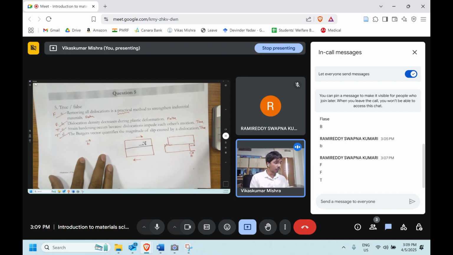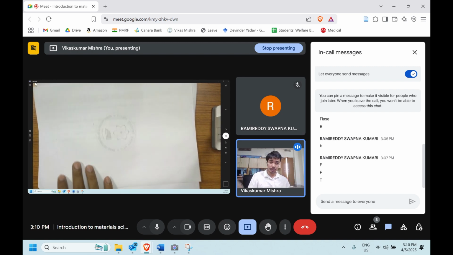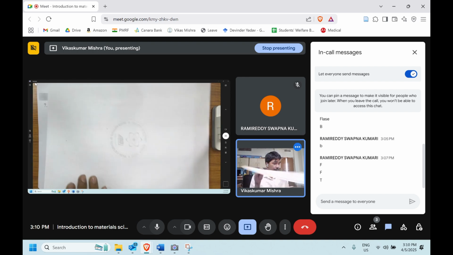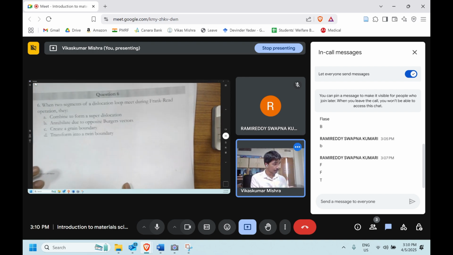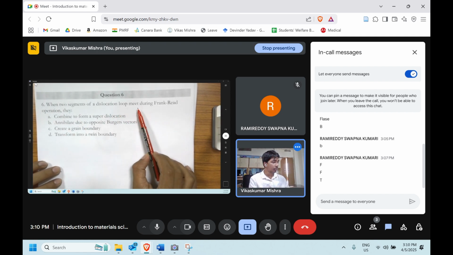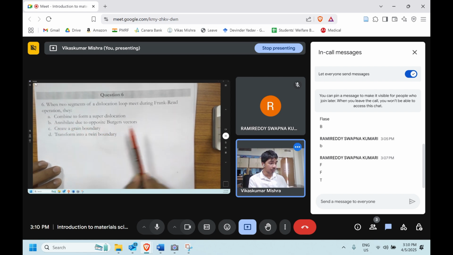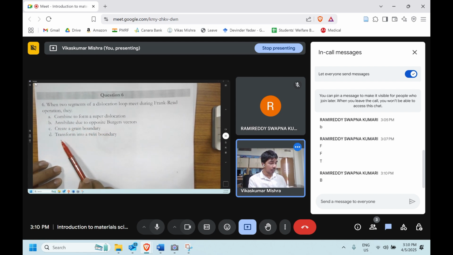With that, we have solved these questions. If any doubt, let me know. If not, let's move to the next question, question number 6. When two segments of the dislocation loop meet during Frank-Read operation, they combine to form a super dislocation, annihilate due to the opposite Burgers vector, create a grain boundary, or transform into a twin boundary. Very good, Ramireddy. It's option B. Annihilate due to the opposite Burgers vector.